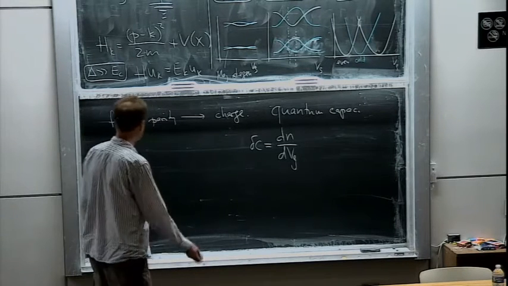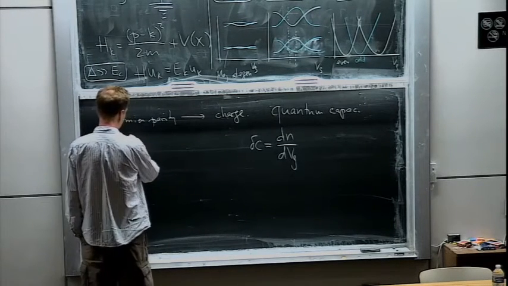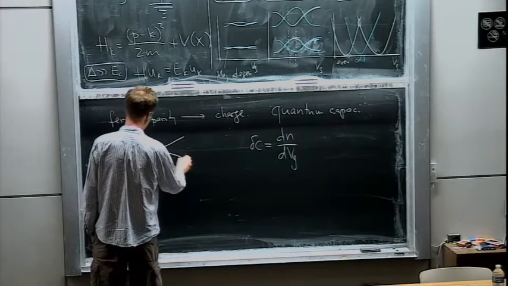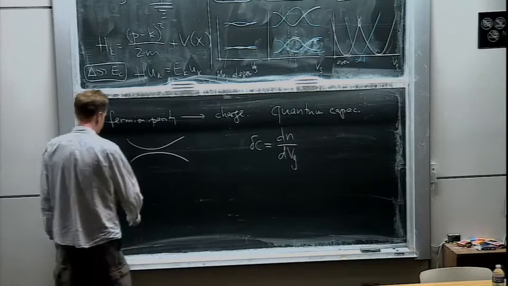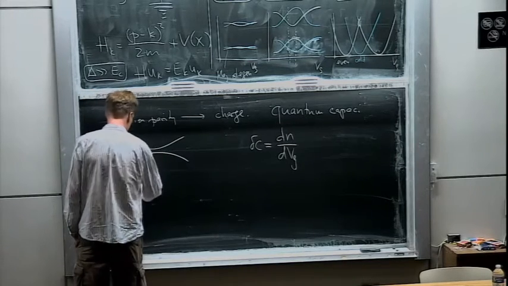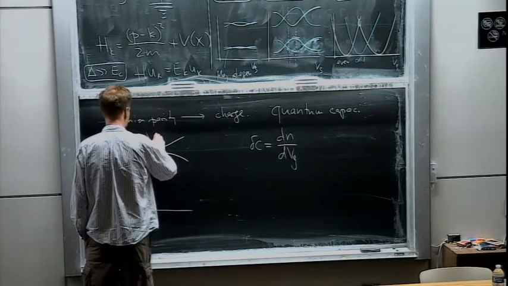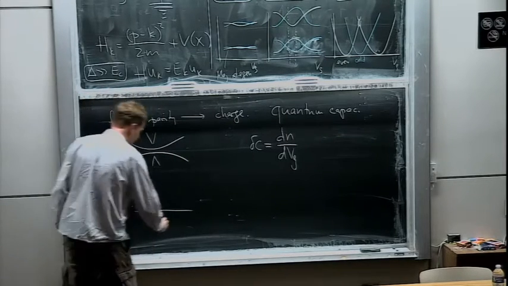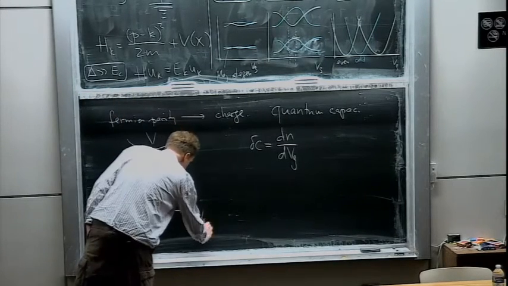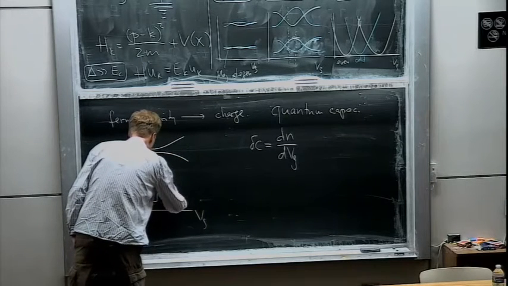And for the charge measurement, the simplest thing is to put a quantum point contact in the vicinity, and then depending on some voltage that you're applying to pinch off this point contact or to make it open, you have these conductance steps.